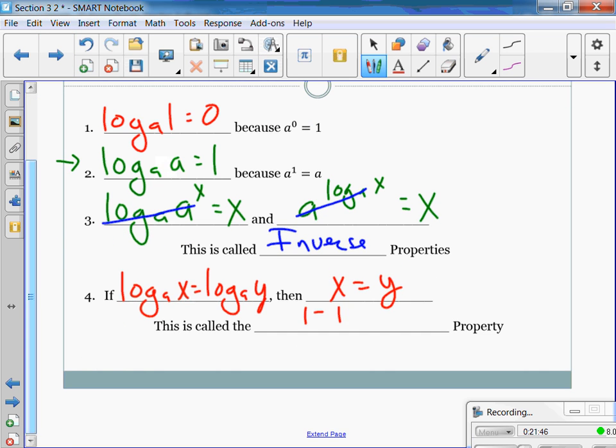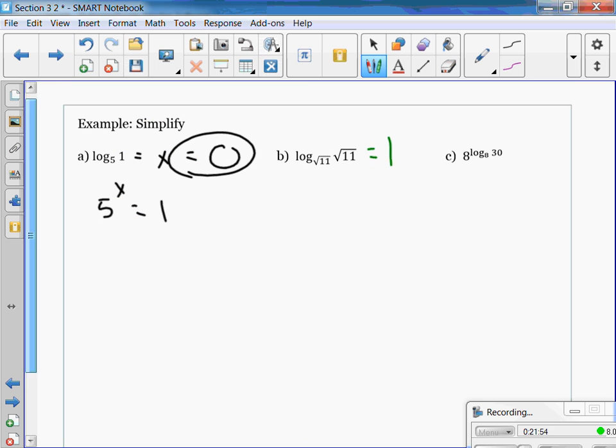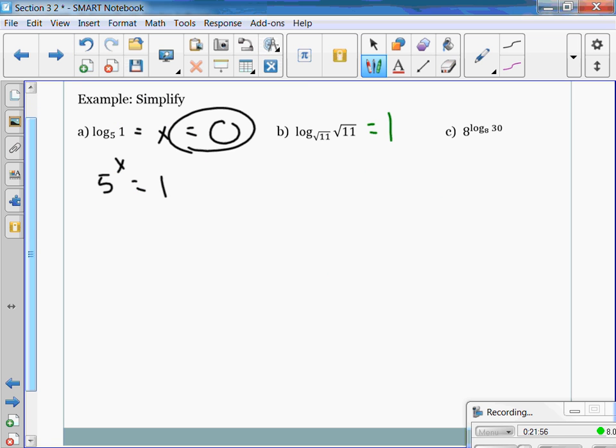So what do we wind up with? What cancels? All this just disappears, doesn't it? Absolutely. Since I had the base 8, and I have 8 raised to that log, all those just disappear, and I'm left in this case with just 30. Those are just your properties of logarithms. Quick and easy.